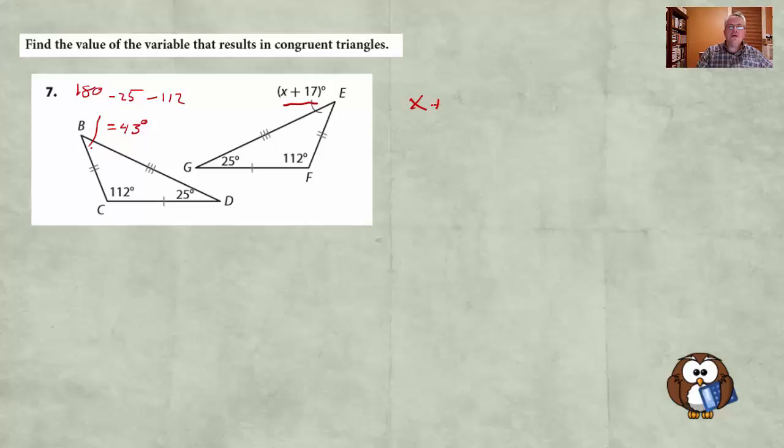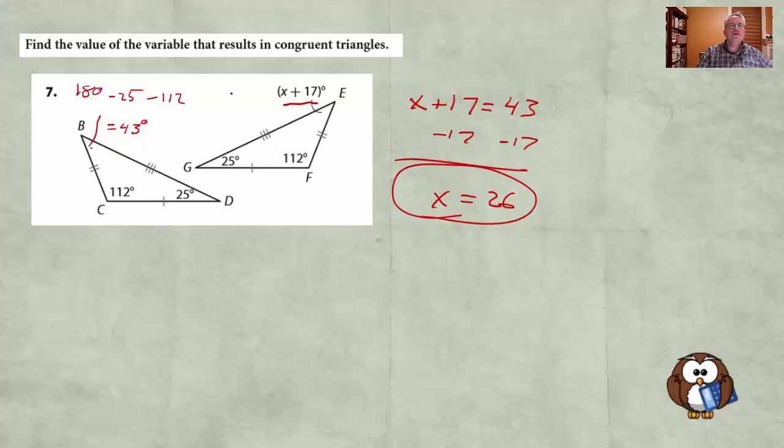So we just set up an equation. X plus 17 equals 43. And then if we subtract 17 from both sides, we figure out what x is. And we get x is 26. Okay, so the idea is if we want the triangles to be congruent, their matching parts have to be congruent. And that's how we set up an equation.